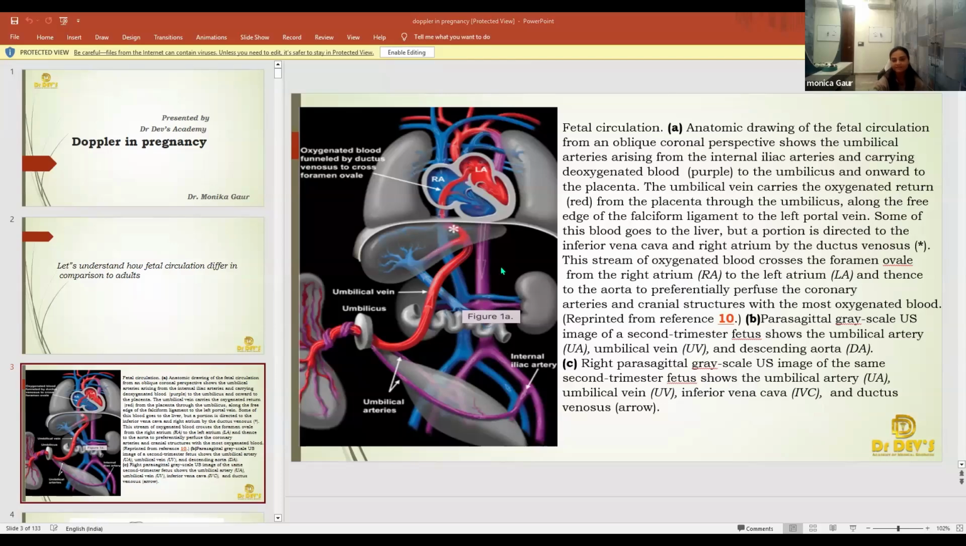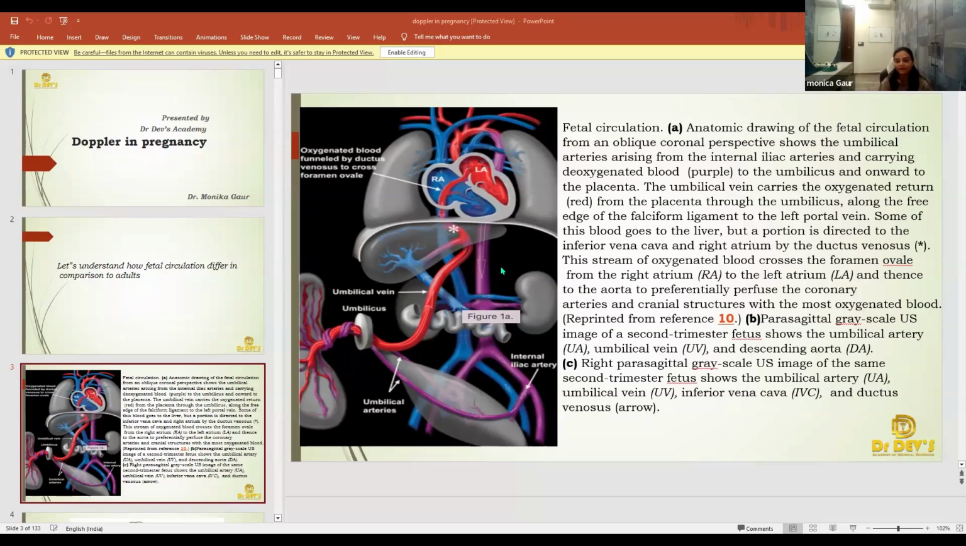So this IVC then goes to the right atrium. This IVC drains to the right atrium. So generally what should happen? Right atrium, blood goes to right ventricle, then through the pulmonary artery it goes to the lungs, then comes back to the LA, and then to the LV, and then the aorta. But here the scenario is totally different.